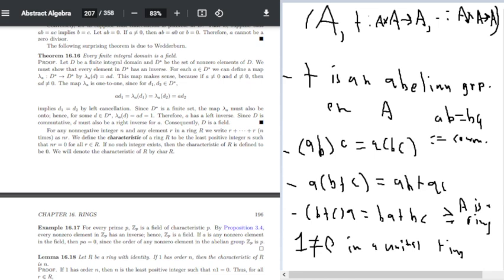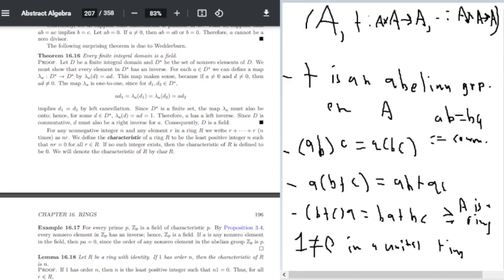For each a in D star, we can define a map lambda a from D star to D star by lambda a of d is equal to ad. This makes sense because if a is not equal to 0 and d is not equal to 0, then ad is not equal to 0. The map lambda a is 1 to 1, since for d1, d2 in D star, if lambda a d1 equals lambda a d2, then ad1 equals ad2. This implies that d1 is equal to d2 by left cancellation.